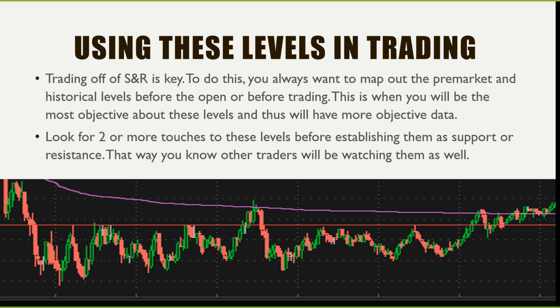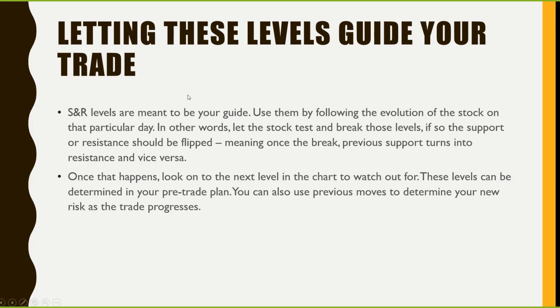Be objective, be honest with yourself about these levels, because those are going to be your guide, and you want to be as honest and as accurate as possible. You can look for 2 or more touches to these levels before establishing them as support or resistance. That way other traders are going to be watching them as well. Like on this, for instance, you can see it tests this level numerous times, and so you have a very obvious and defined level to watch in this stock, but you can map out these levels and understand these levels as well.